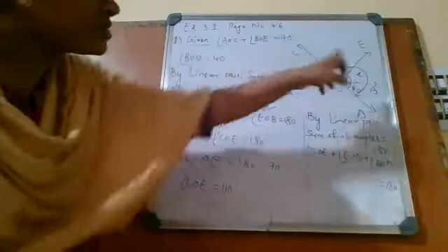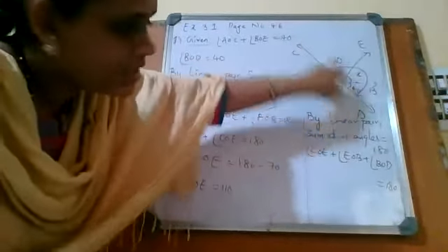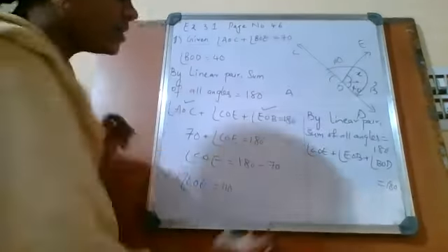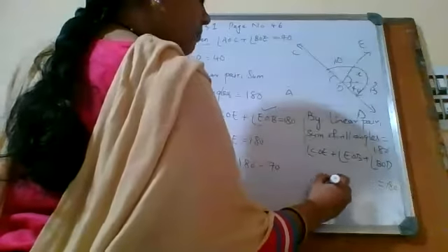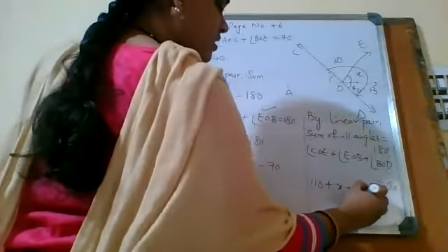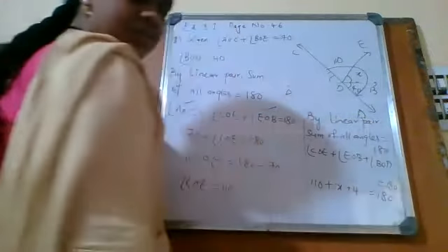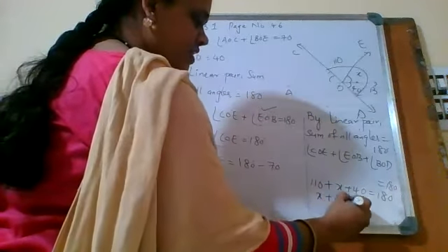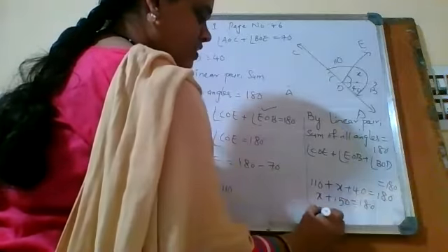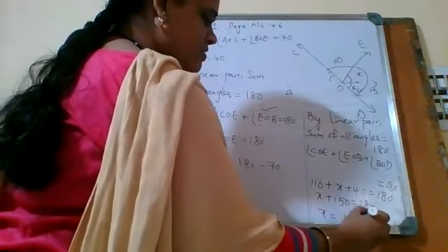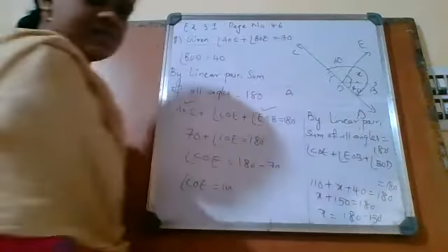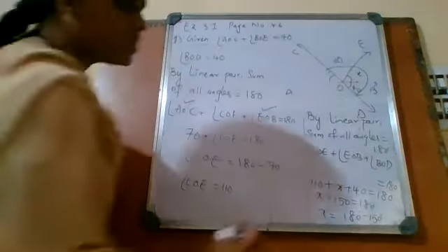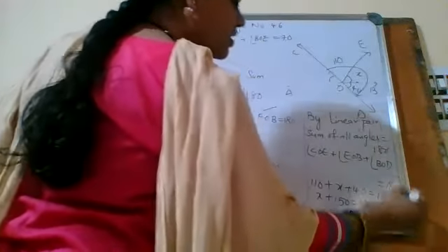We know this is 110 and this is 40. So 110 plus X plus 40 must be equal to 180 degrees. Now 110 plus 40 is 150, which must be equal to 180. Then X is equal to 180 minus 150. How much is it? Very good, X is equal to 30 degrees.